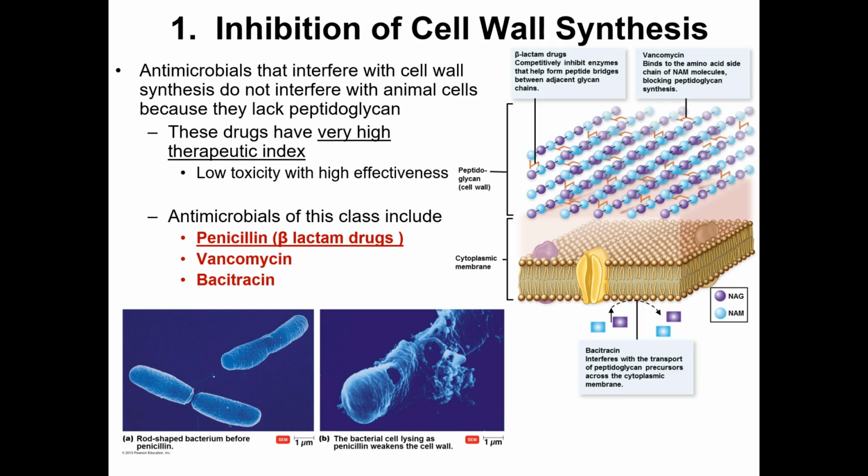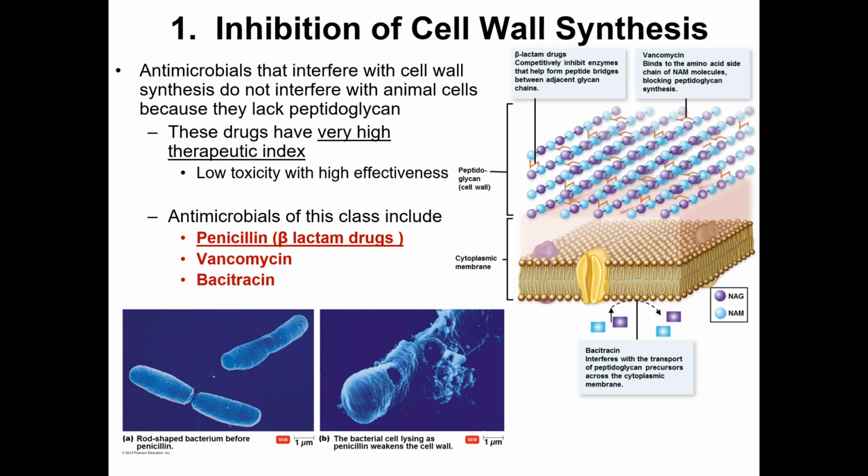Take a look at the pictures. On the left, we've got bacilli, which are perfectly fine. But to the right of that, you've got this mangled-looking bacilli. That one's been treated with penicillin. The cell wall has been weakened to the point where it burst. It lysed.